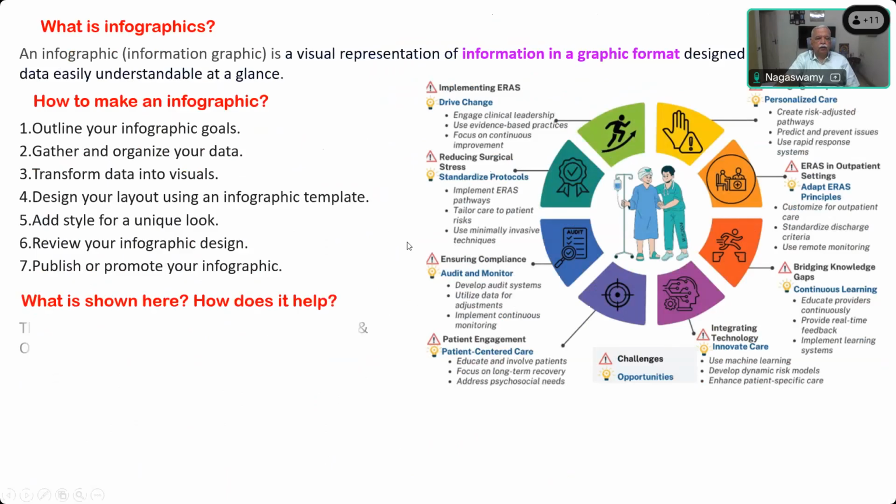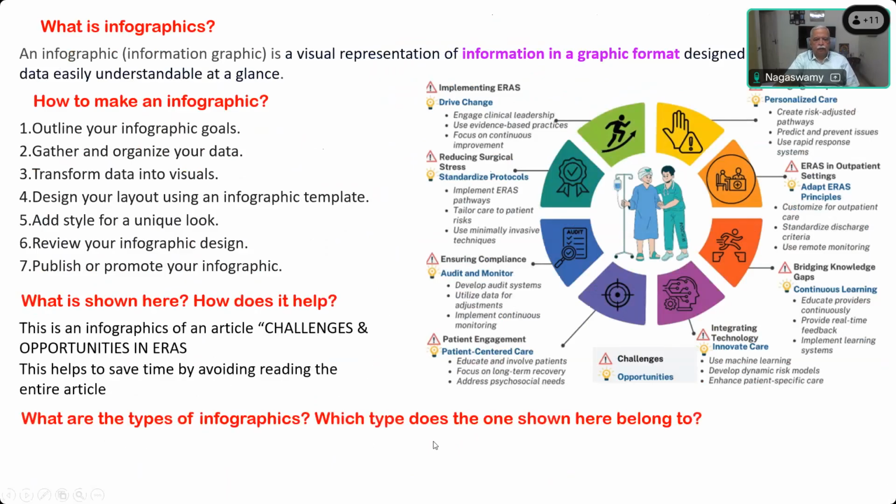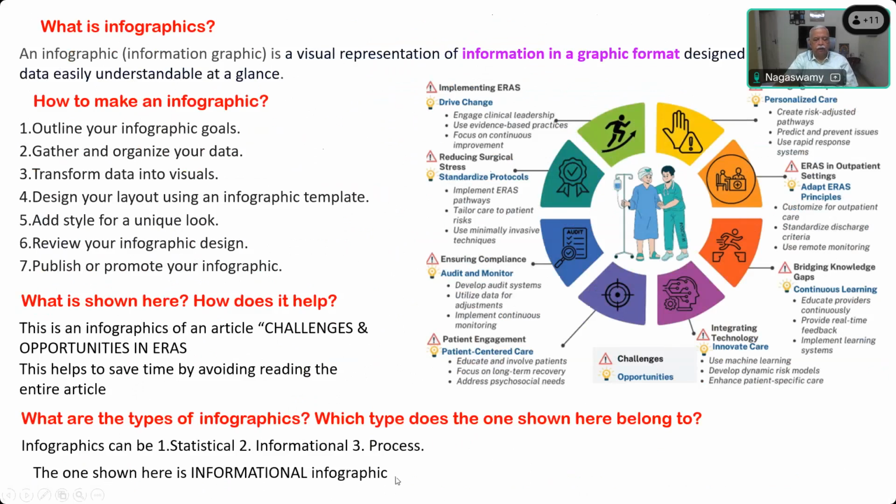So what is shown here, how does it help? This is an infographic of challenges and opportunities in ERAS. That is the title of this article. This helps to save time by avoiding reading the entire article. What are the types of infographics, and what type does the one shown here belong to? It can be statistical, informational, or process based. The infographic shown here is informational. It gives you all the information, and it can be about statistics and process also.